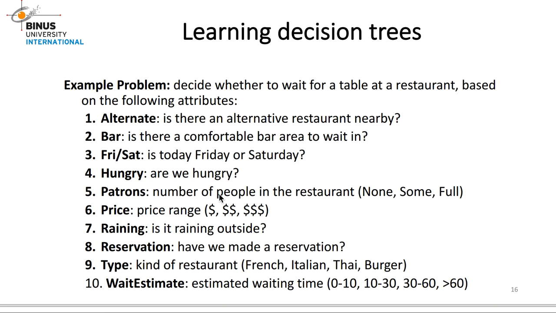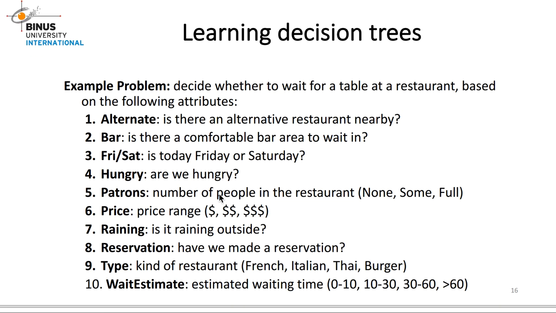What kind of problem can we solve using decision trees? For example, we need to decide whether to wait for a table in a restaurant based on the following features: whether there is an alternative restaurant nearby, whether there is a waiting lounge, whether it is Friday or Saturday, are you hungry yet or not, how many people are in the restaurant, and so on. Based on these features, we can decide whether to wait in a very long queue or not, or just go home and eat at home.